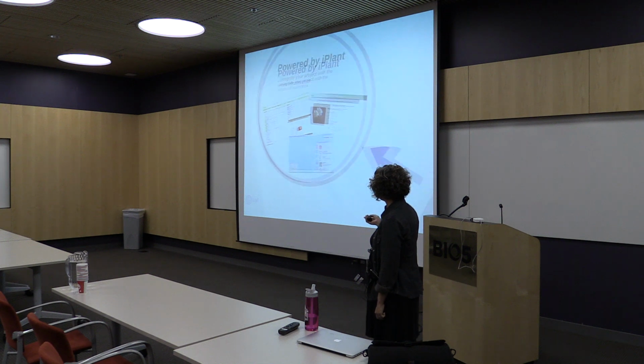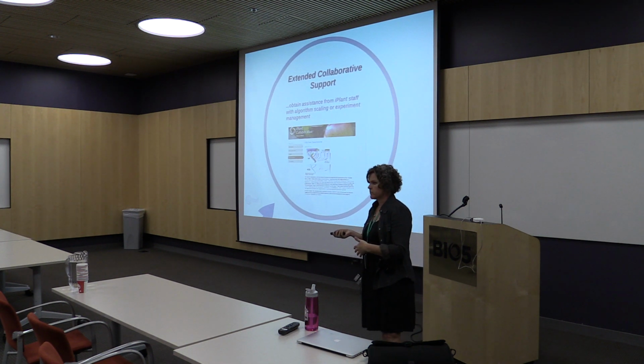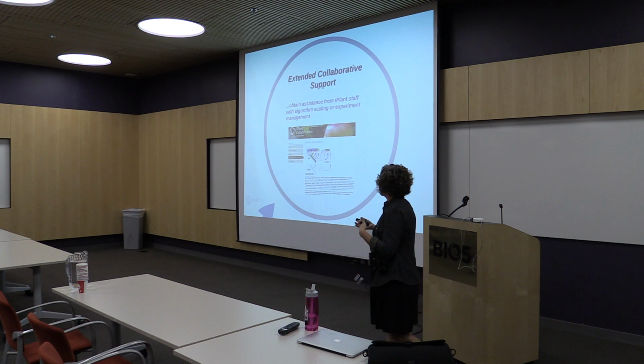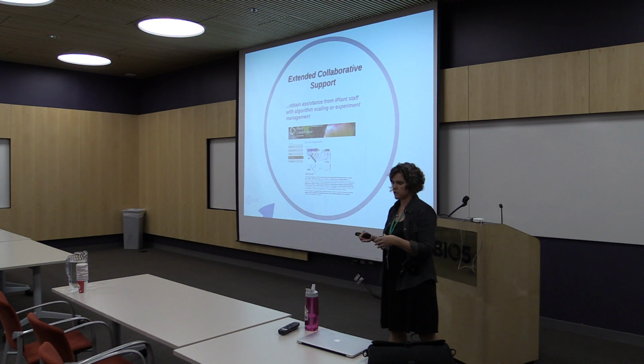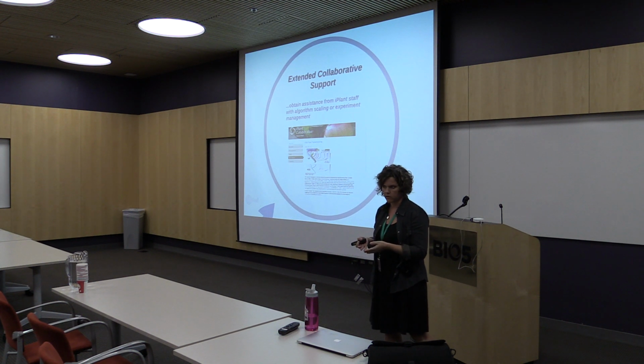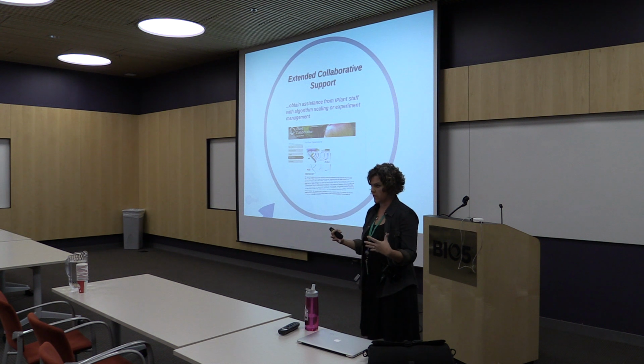So, moving on from Powered by iPlant, the other thing that we can do is offer something called extended collaborative support. In these cases, what usually happens is we work with groups in the community who have algorithms that are just not running fast enough, so we can work with them to actually scale those algorithms. We can also work with groups who have lots of data that they have to organize and manage and leverage HPC resources to process.